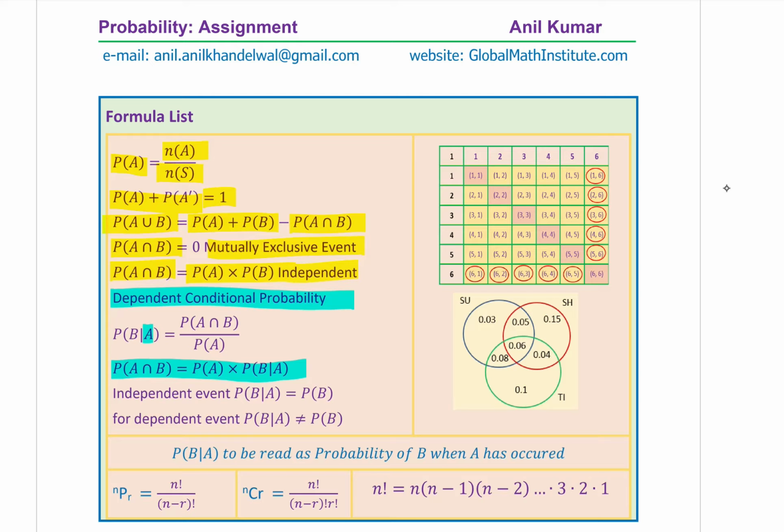In independent events, as you know, the probability of B when A has occurred will be the probability of B, since it is an independent event. So for independent events, probability of B will be equal to probability of B when A has occurred. But for dependent events, it will not be the same, right? So that's important to understand that for dependent events, the probability of B when A has occurred is not equal to the probability of B.